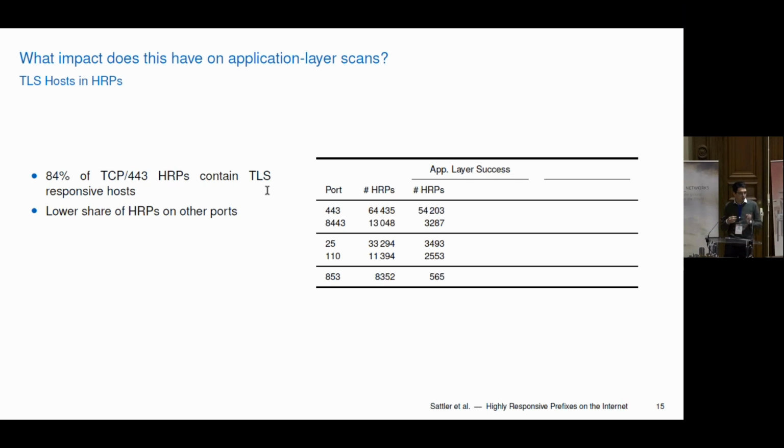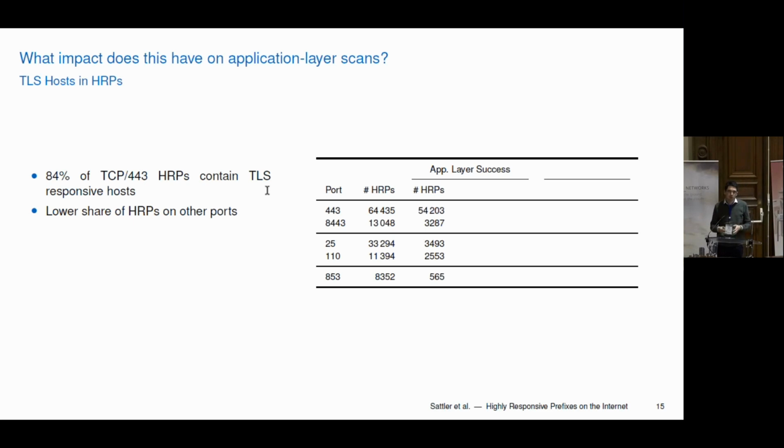So let me start with how many HRPs do actually have at least 1 target which completes a TLS handshake. We see that for port 443, so HTTPS, 84% of HRPs have at least 1 single target inside, but this number is a lot lower for basically all other ports. Here is only a selection. You can find all the data in our paper. This is one responsive target.